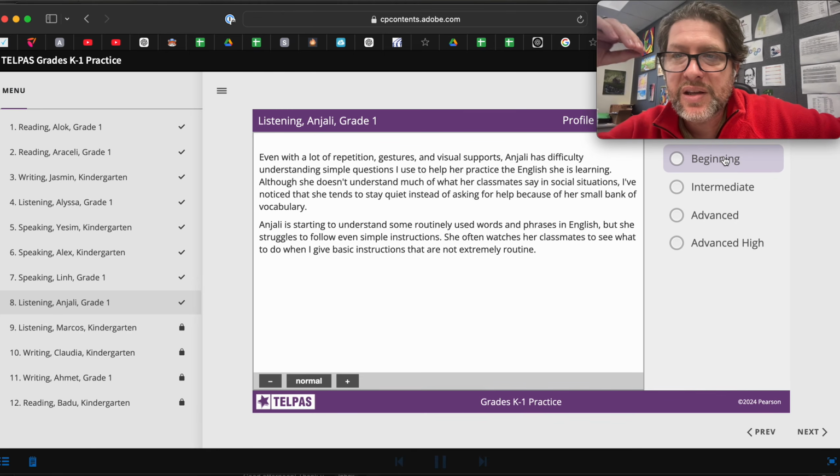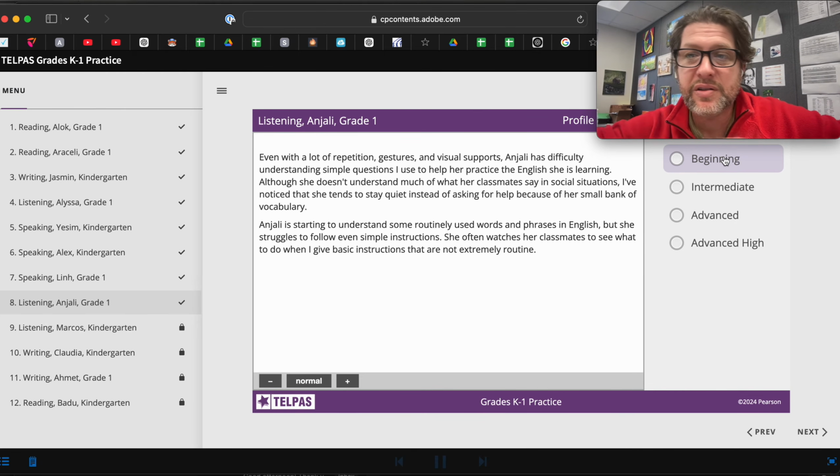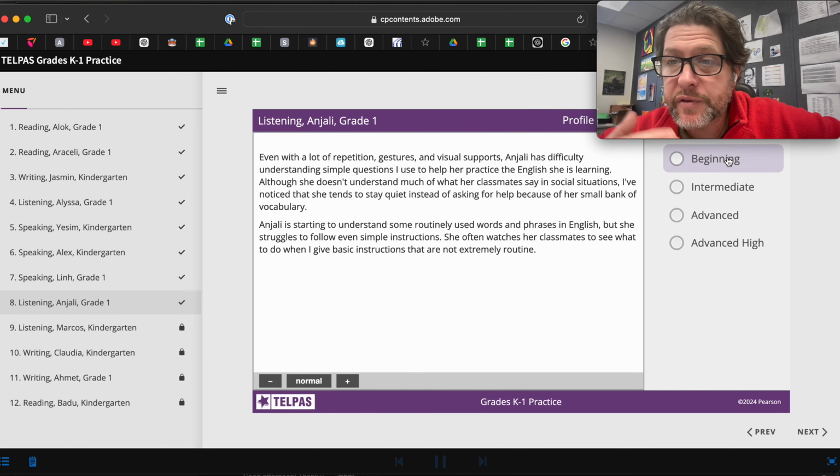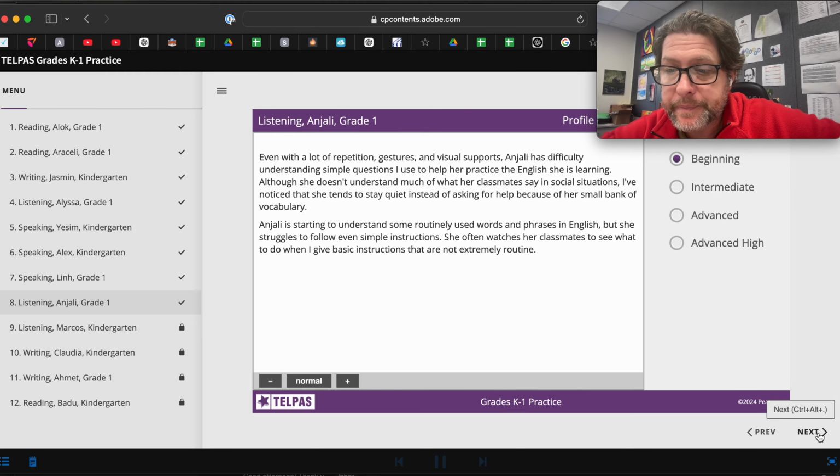Okay, an intermediate is able to follow simple instructions. If they're not able to follow simple instructions, they're not able to participate in social language. She often watches her classmates to see what to do when I give basic instructions. So even the most basic instructions, she's not understanding because she's cueing. She's looking to follow along, which is a great strategy, but that's going to put them at beginning.